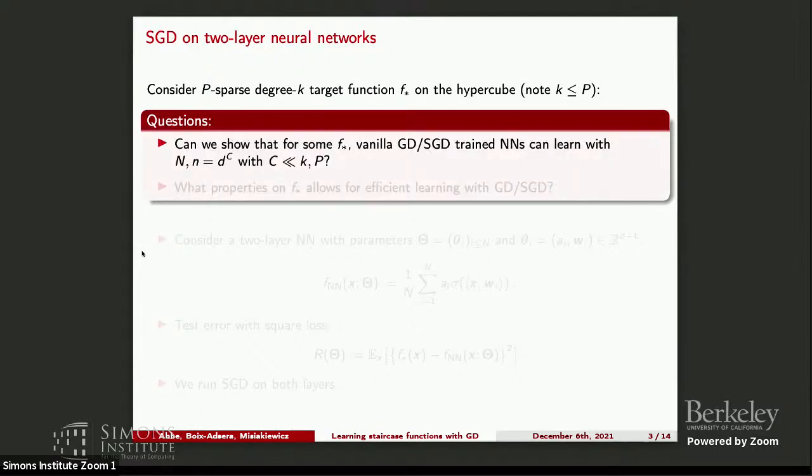And we'll ask two questions. The first one is inspired by these linear methods: can we show that for some f star, vanilla GD or SGD trained neural networks can learn with number of neurons N and number of samples n that scale as d to the power c, with c much smaller than k? This would immediately imply a separation result between kernel methods, linear models, and gradient-trained neural networks, and again there are only a few examples that show that. The second question, more interesting: what properties of f star allow for efficient learning with GD or SGD?